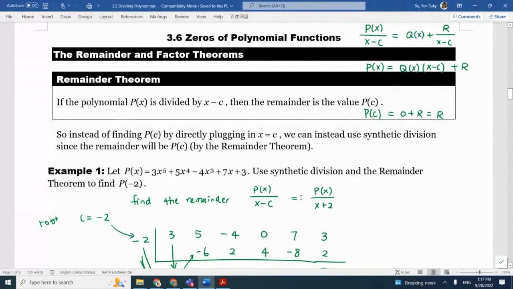Okay, so today let's continue on section 3.6. Okay, so 3.6, zeros of polynomial functions.